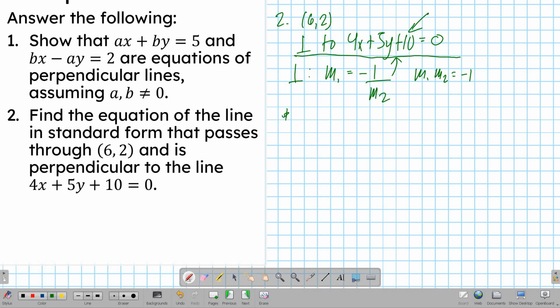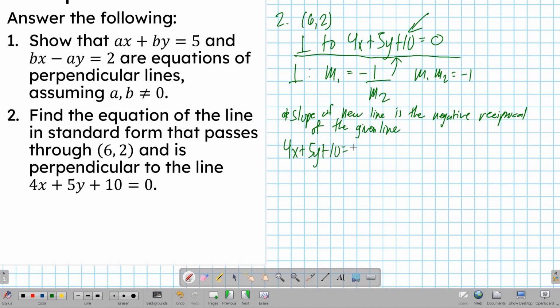Sulat natin: slope of new line is the negative reciprocal of the given line. Kasi yun nakalagay sa problem eh. Ngayon, ang tanong, ano bang slope ng given line? So, to find the slope of the given line, 4x + 5y + 10 = 0, let's rewrite it in slope-intercept form. Kasi yun nagbibigay ng slope ng line kapag equation ang given.